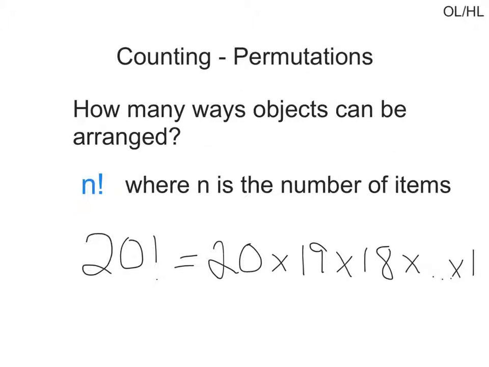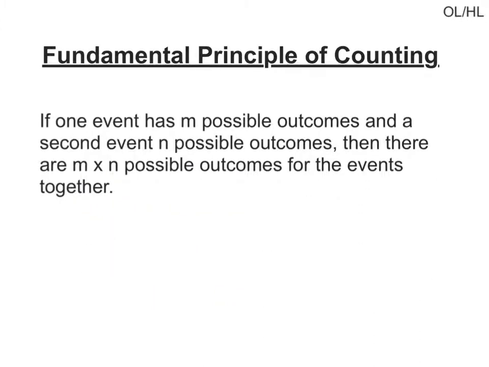This method of calculating the number of ways objects can be arranged comes from the fundamental principle of counting. The fundamental principle of counting states if one event has m possible outcomes and a second event has n possible outcomes, then there are m multiplied by n possible outcomes for the events together.